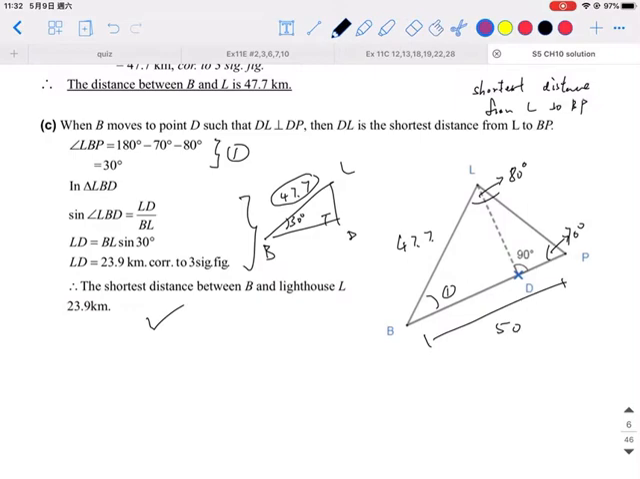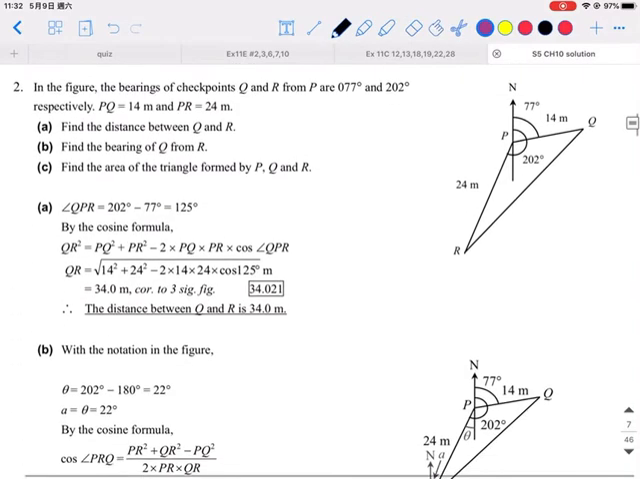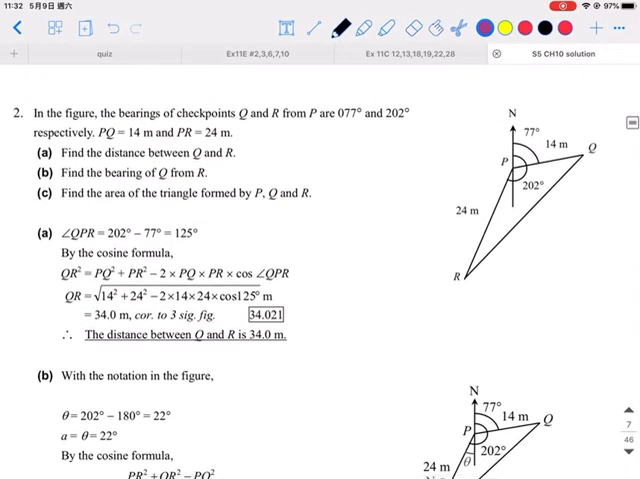And then let's move to question number 2. For question number 2, for part A, there are some details: 77 degrees and 202 degrees. And then there are two lengths here. Part A is to find the distance between Q and R. So this one is our target.